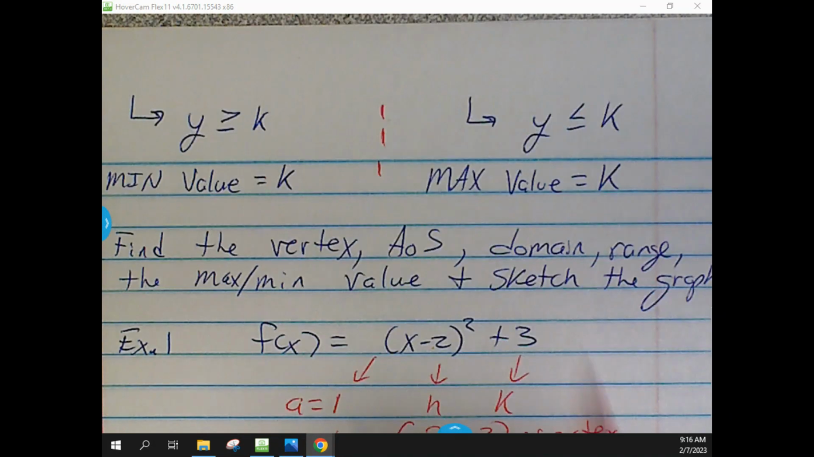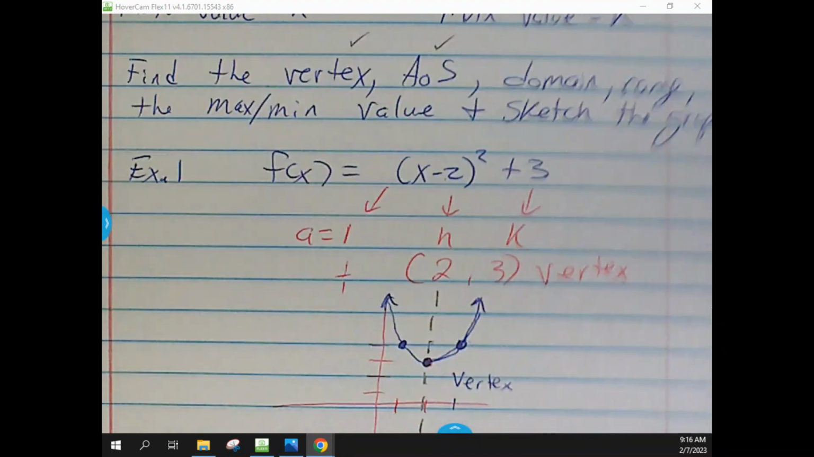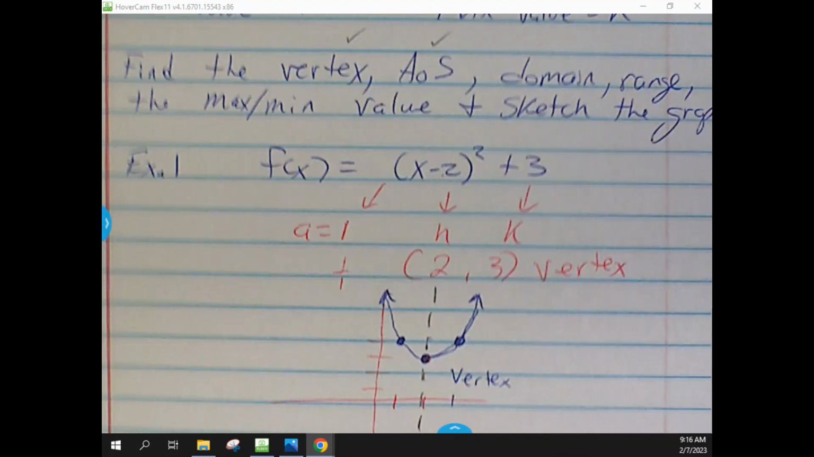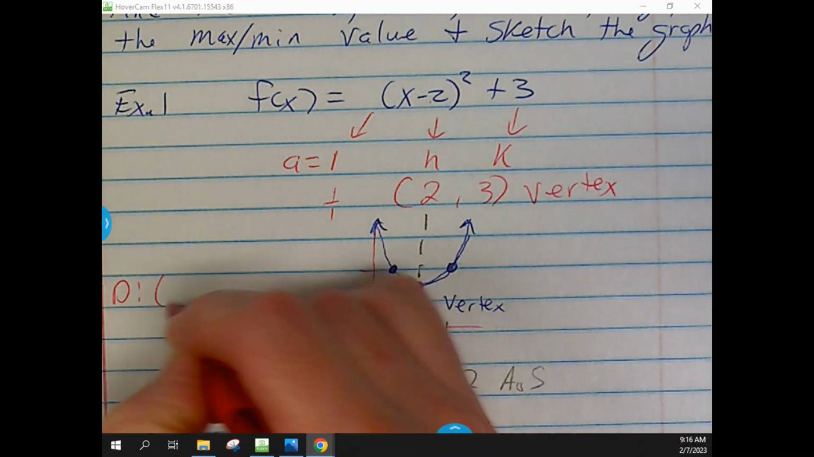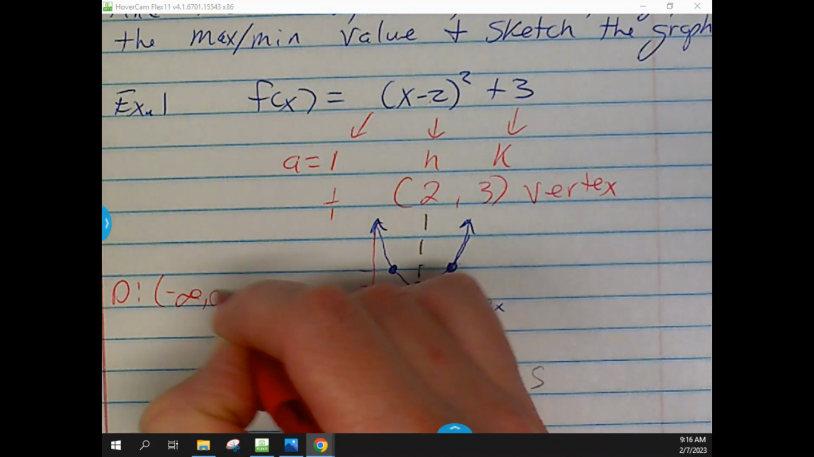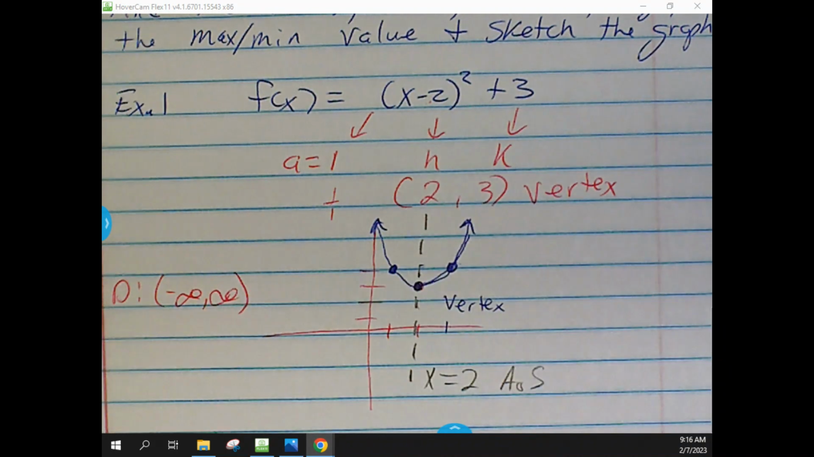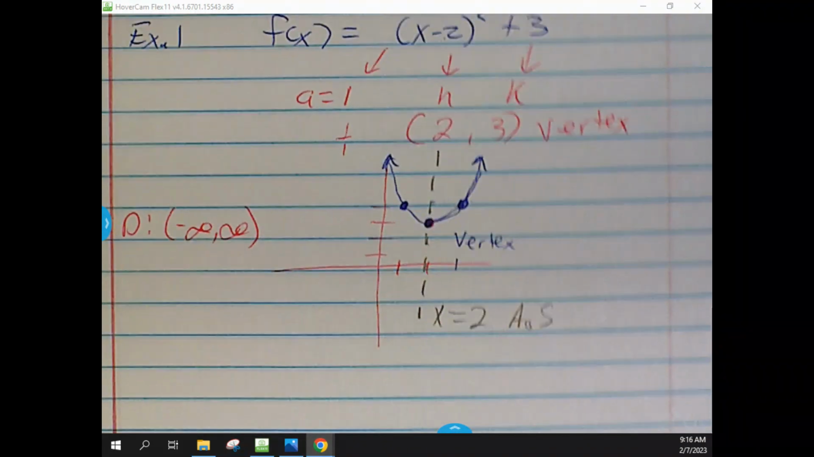All right, so back up here, we've got the vertex. Got that right here. We've got the axis of symmetry. You've got to tell me what the domain and the range are. The domain is easy because it doesn't matter what the graph is, it's always negative infinity to infinity if it's x squared. Every single time. That part never changes.